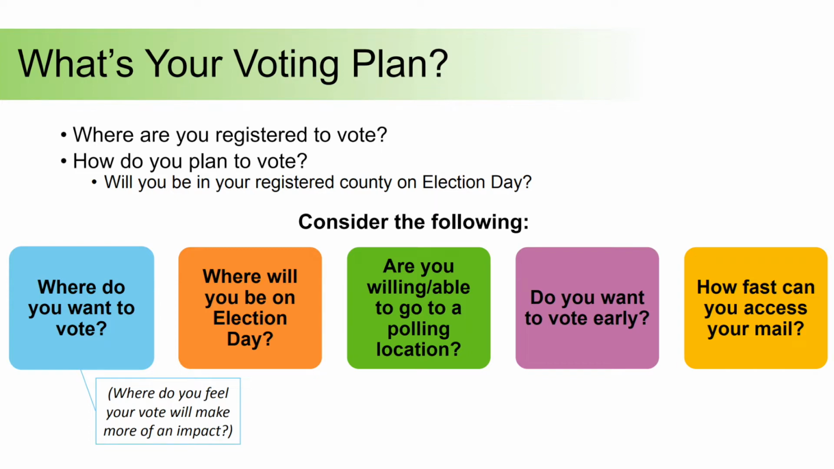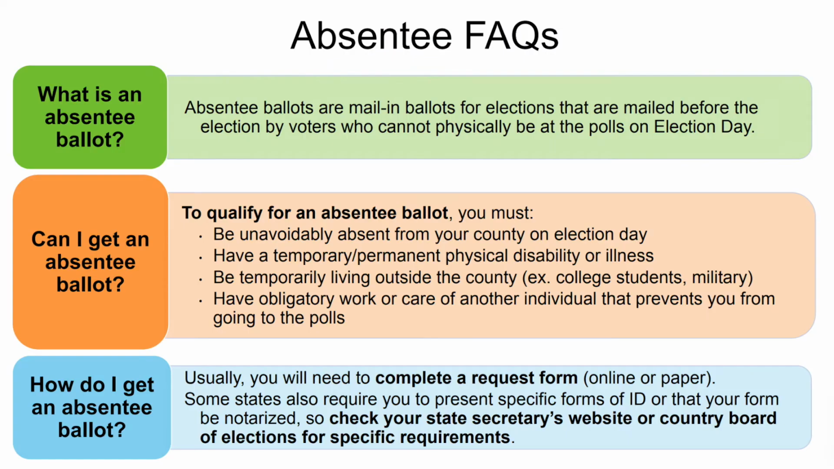If you plan to vote absentee, it is important to know where you can get one. To qualify for an absentee ballot, there are a few things you need to check. First, you must provide a reason that you will be unavoidably absent from your county on election day, have a temporary or permanent physical disability or illness, be temporarily living outside the county, for example, college students, or have obligatory work or care of another.